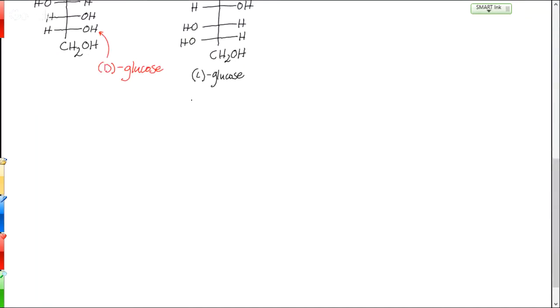So let's draw glucose again. This time I'm going to draw the aldehyde all the way out. And I'm going to put this carbonyl oxygen in red. And you'll see why in a little bit. So here's the rest of glucose.